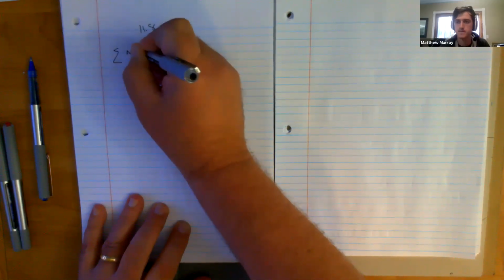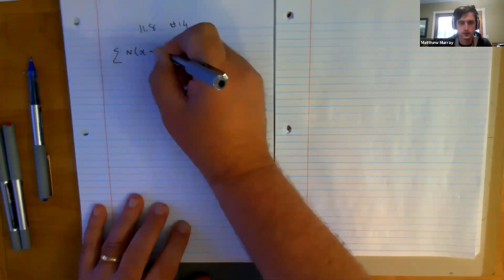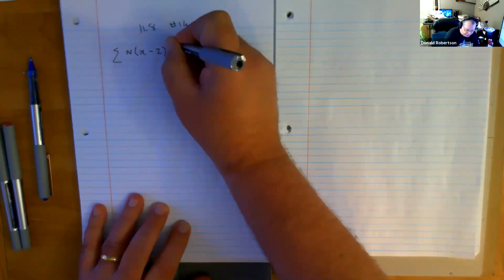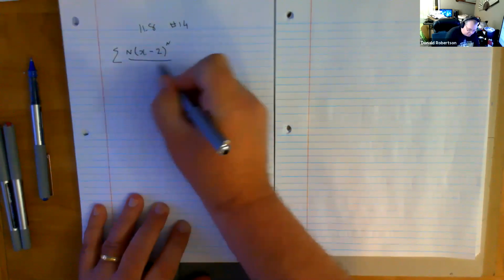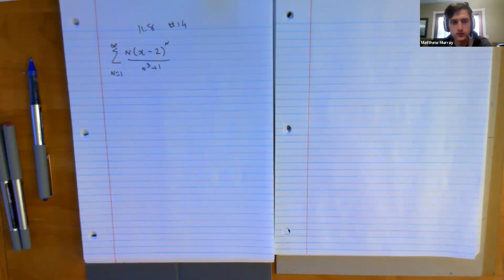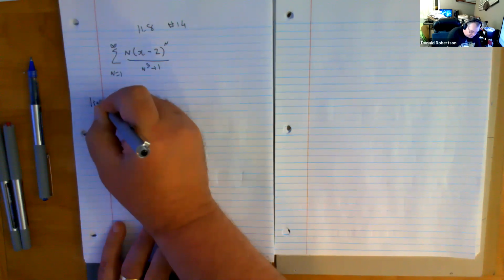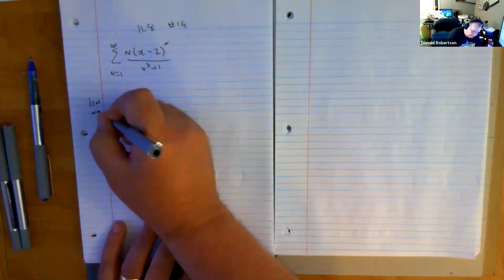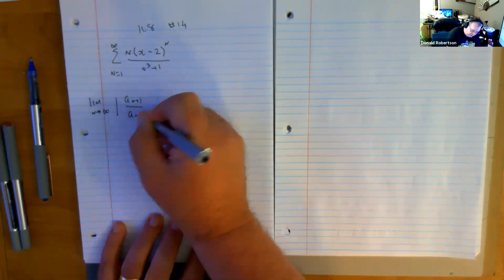So I have an n, I have an x minus 2. You might have an x minus 3 or x minus 1 or something. And on the bottom, I've got an n cubed plus 1. And the limits are from 1 to infinity, which is fine. Okay, and we're being asked the classic interval of convergence and radius of convergence question. Right, so we're going to do the ratio test. Yeah, ratio test in this one. So it's going to be a_{n+1} on the top, a_n on the bottom.